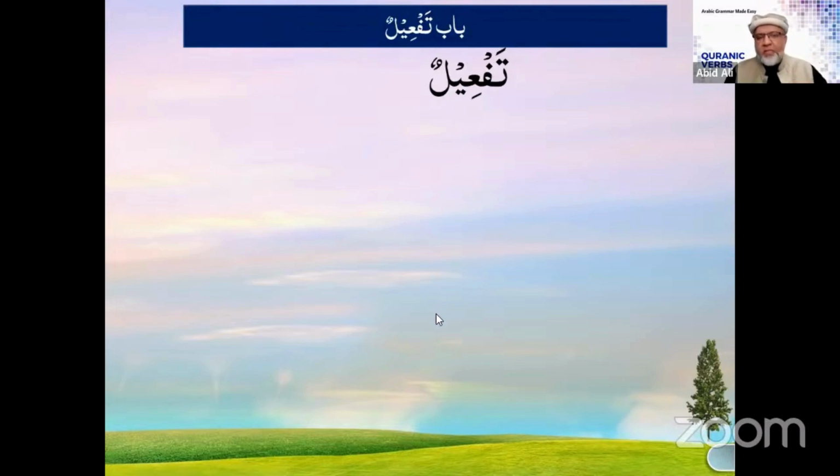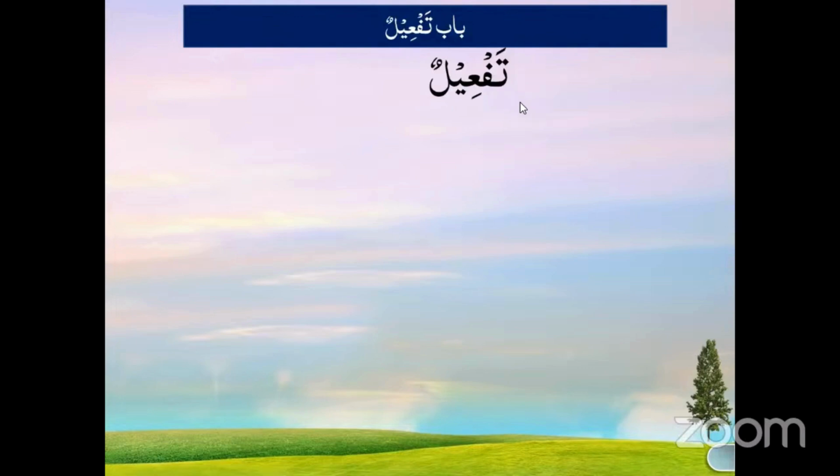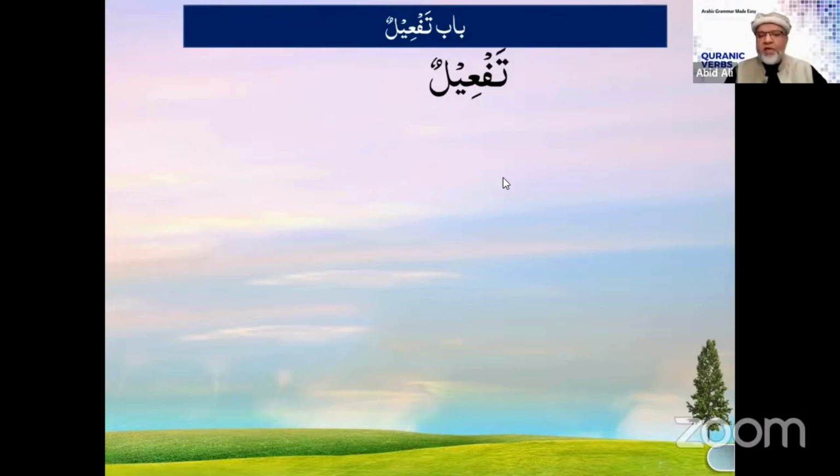So today, the family we are learning is known as Bab Taf'eel. What is it known as? Bab Taf'eel. And this also has 5 letters. There are 2 additional letters.